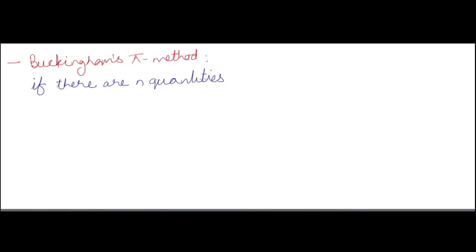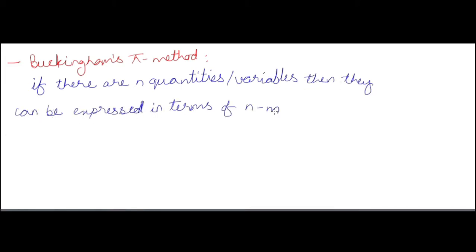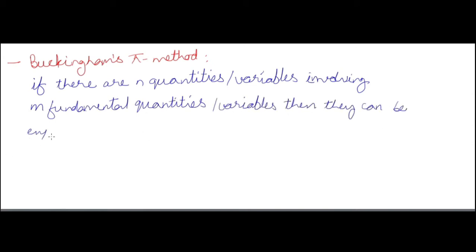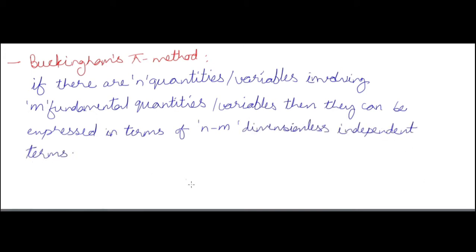Now the second method is Buckingham's pi method. In Buckingham's pi method, if you have n quantities or variables involving m fundamental quantities, then they can be expressed in terms of n minus m dimensionless independent terms. These dimensionless independent terms are the pi terms.